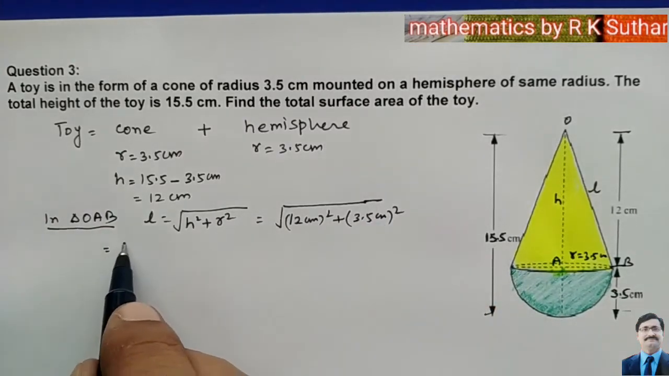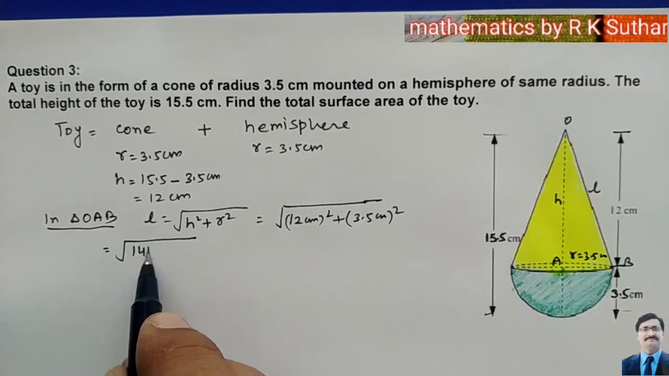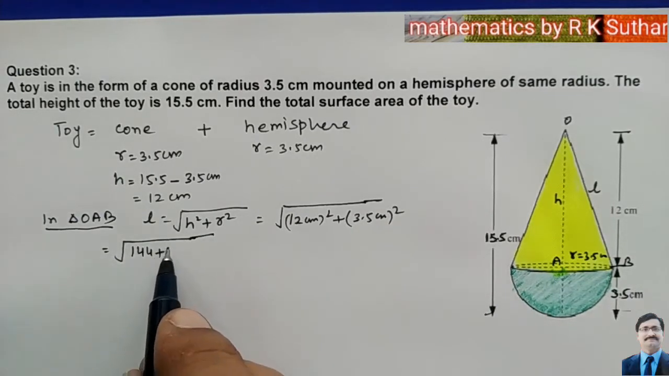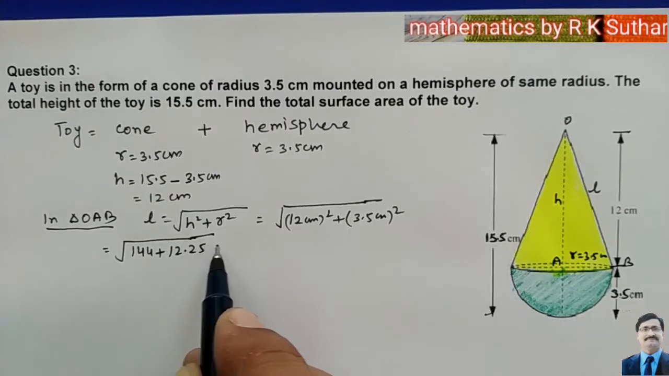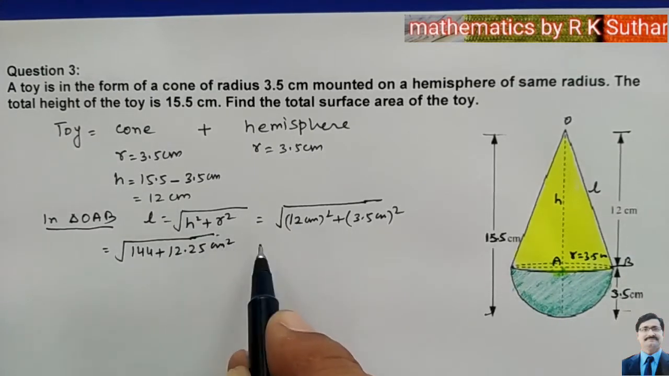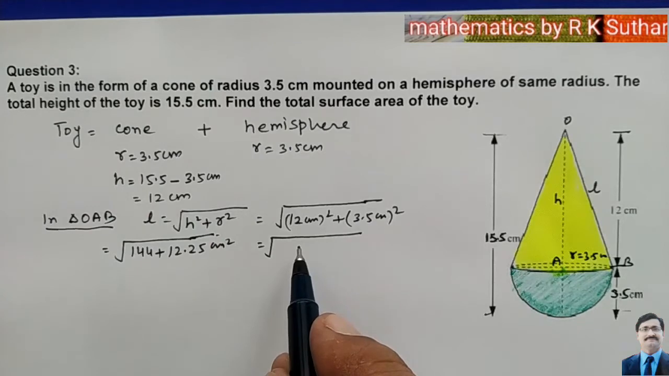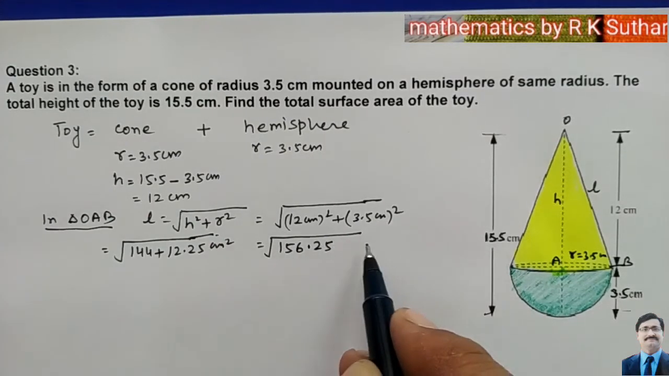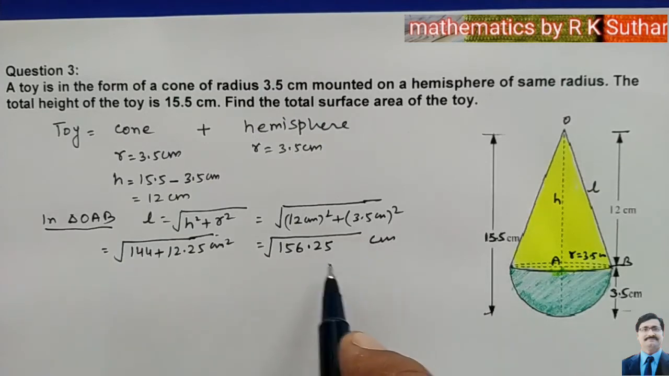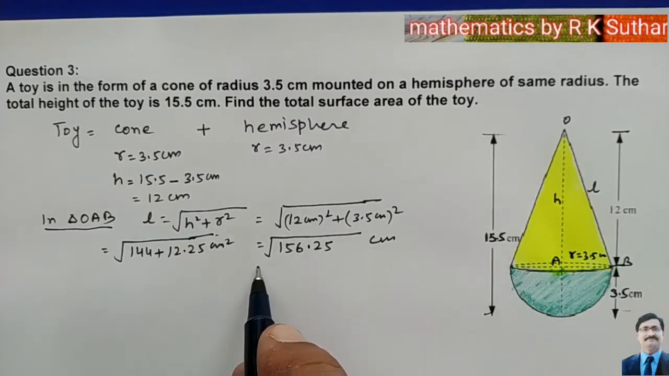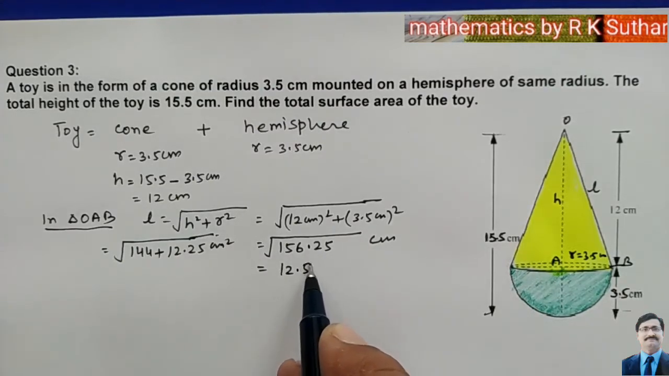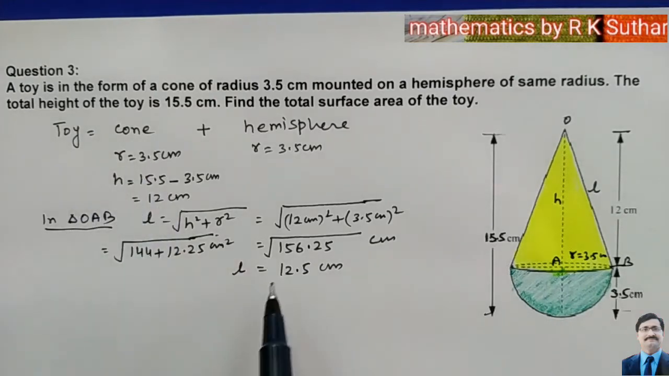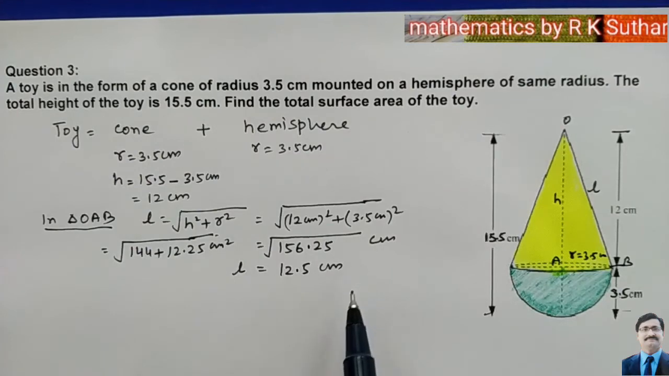So 12 square is 144, and 3.5 square is 12.25, in centimeter square. We add these and get 156.25 centimeter square. Taking the square root, we get 12.5 centimeter. So this is the lateral length of this cone, 12.5 centimeter.